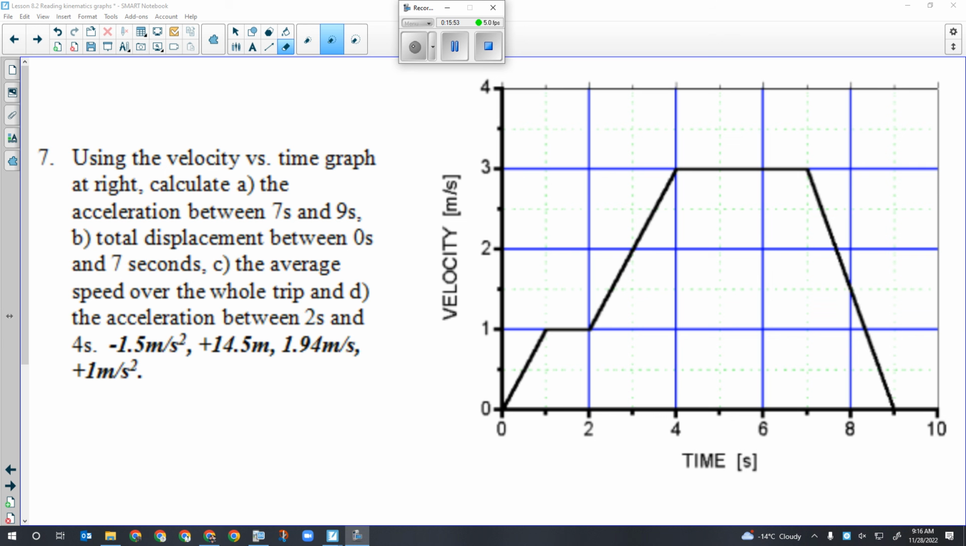Okay, so first part of the question, part A, wants to know the acceleration between 7 and 9 seconds. So that means starting right here and going to here. How do we calculate acceleration? Parker?